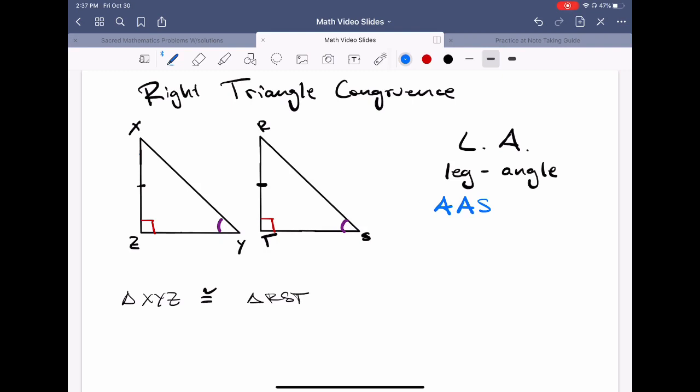It can also be a special case. Let's say this was the leg that was not marked, but it was this one here, ZY, and the corresponding leg, TS. That's a special case of angle, side, angle. I have the acute angle, a leg, and then the 90-degree angle with the leg included between the acute and 90-degree angles.